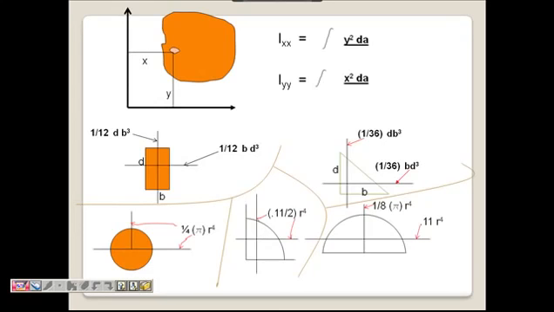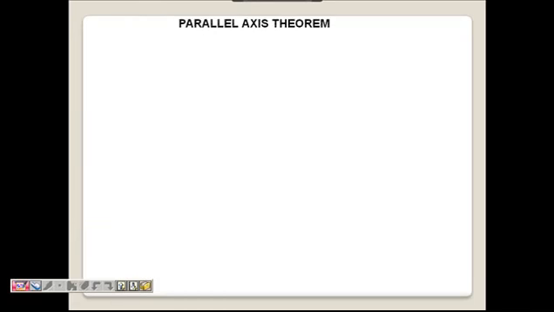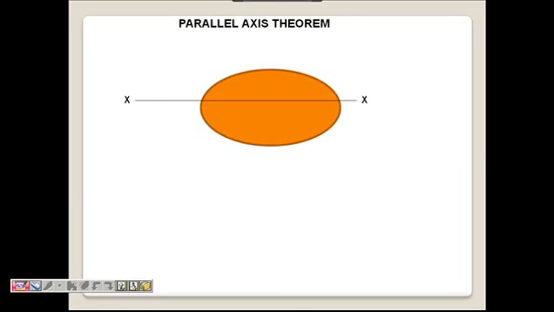Now in addition to these formulas, what we need is what is known as the Parallel Axis Theorem. We must understand what it is because we need its application all the time in this chapter. So let me explain. Let there be an x-axis, which is the central axis of the area shown. Let me take a small elemental area dA at a height y from the x-axis.